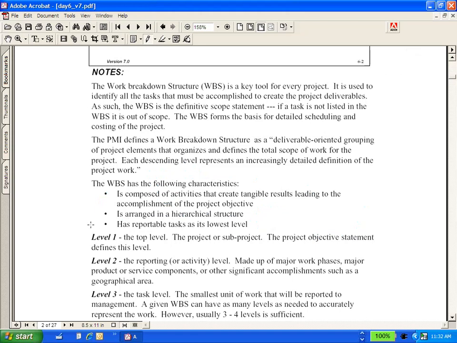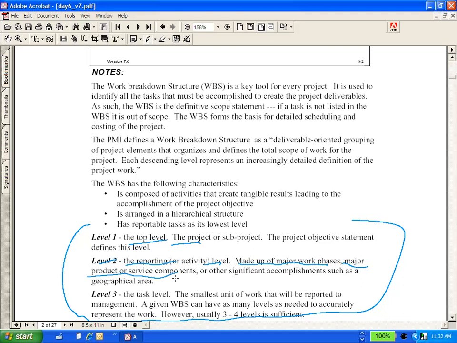It tells you on page 2 how you decide level 1, level 2, level 3. Level 1 is the top level, the project, right? Level 2 is the reporting level, made up of major work phases, major product components, major accomplishments, right? Level 3 is the actual task level, the smallest unit of work that will be reported to management. A WBS can have as many levels as needed to accurately represent the work. Usually 3 to 4 levels is sufficient.